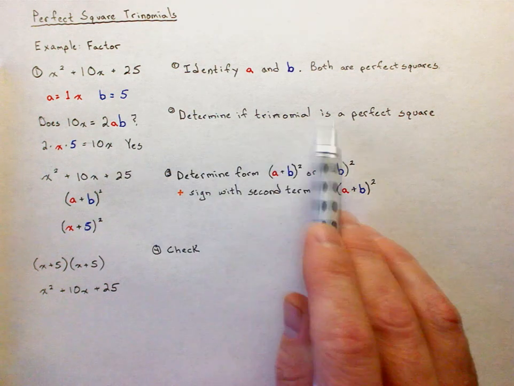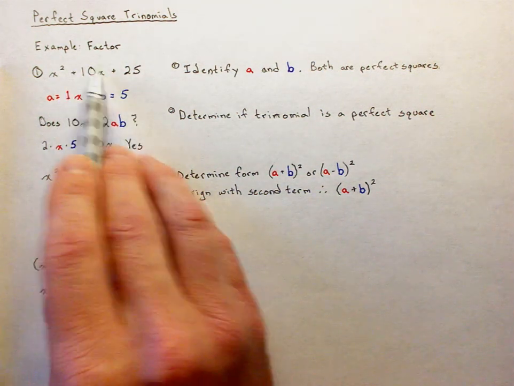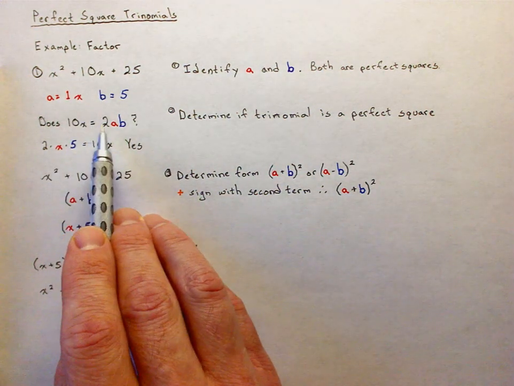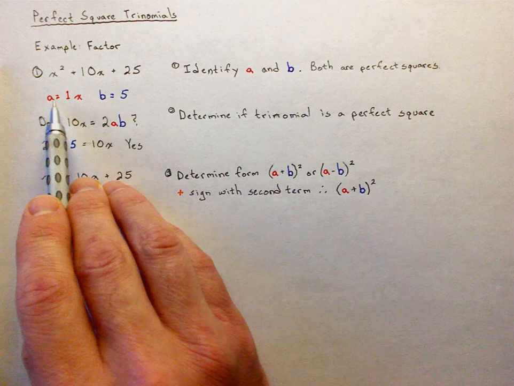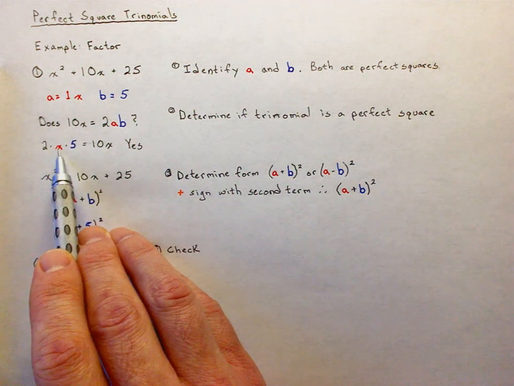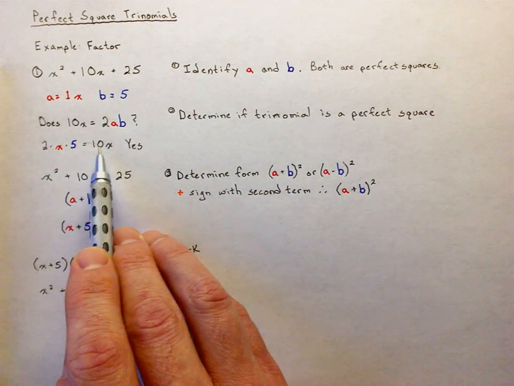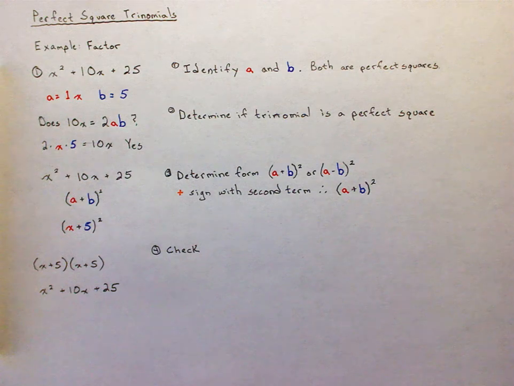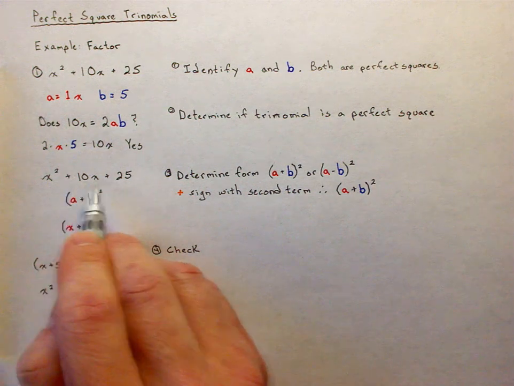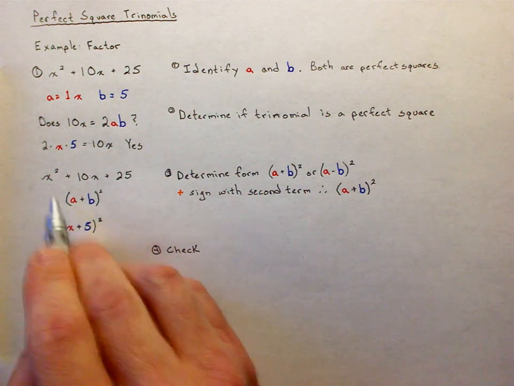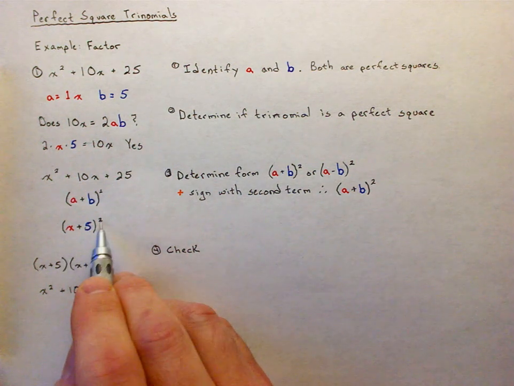Next, determine if the trinomial is a perfect square. How we do that is that we look at that second term, 10x. Does 10x equal 2 times a times b? When I say 2 times a is 1x, so 2 times x, times b is 5, so 2 times x times 5 is 10x. Yes, it's a perfect square trinomial. So here's my trinomial, x squared plus 10x plus 25. My a is x, my b is 5, so it's simply x plus 5 squared.